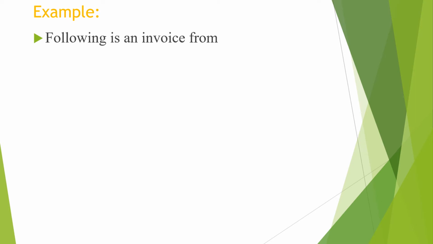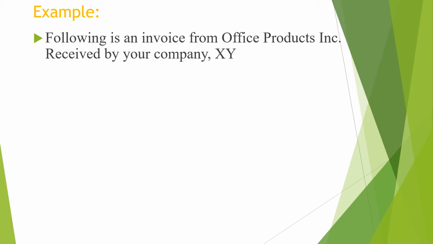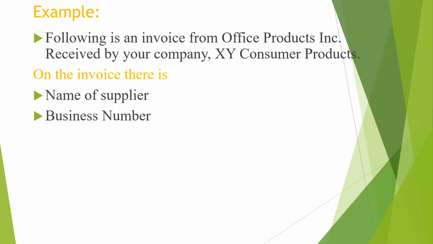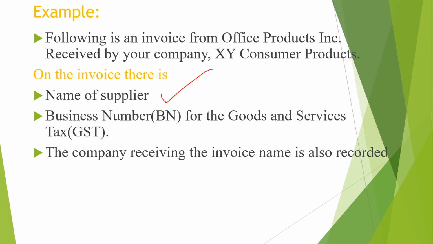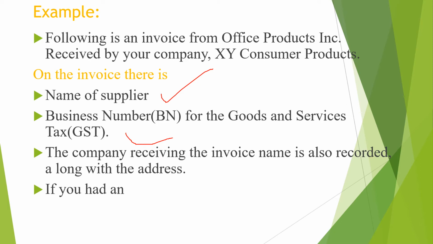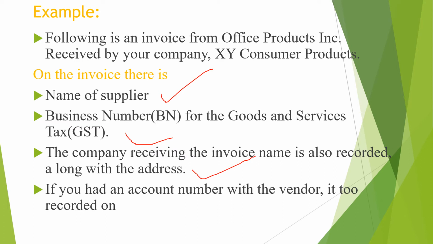There's an example here. Following is an invoice from Office Products Inc. It is received by your company, which is XY Consumer Products. On the invoice, there is the supplier's name, the business number for goods and services, and then the name and address of the company receiving the invoice. If you have an account number, they will also include it.